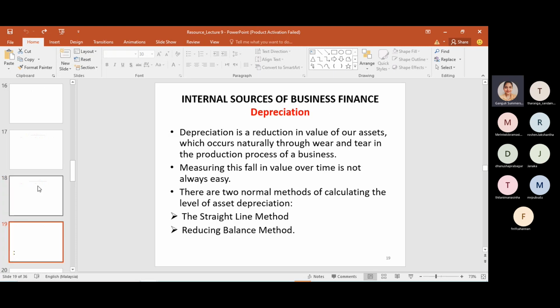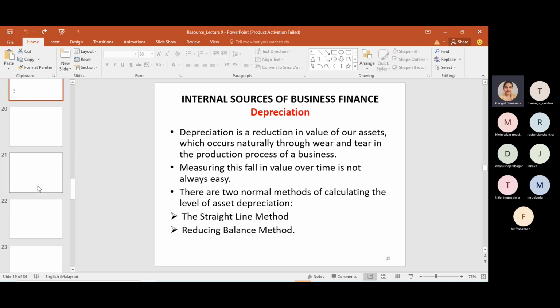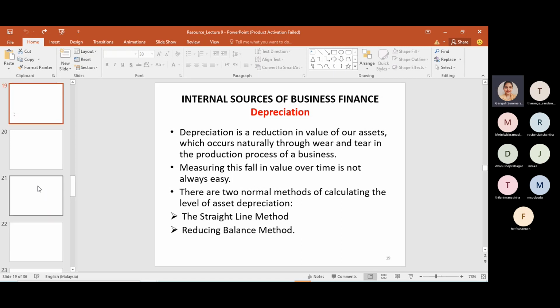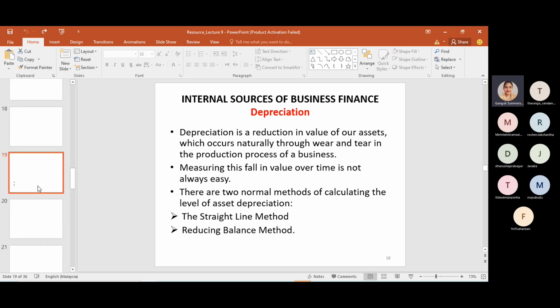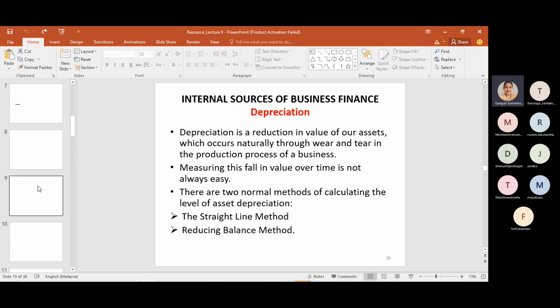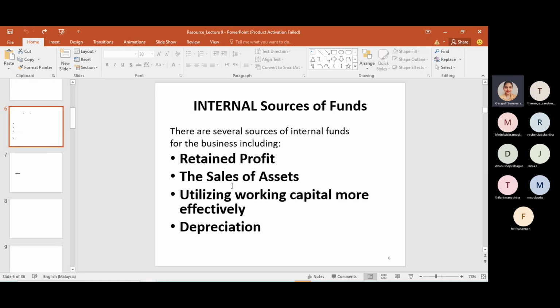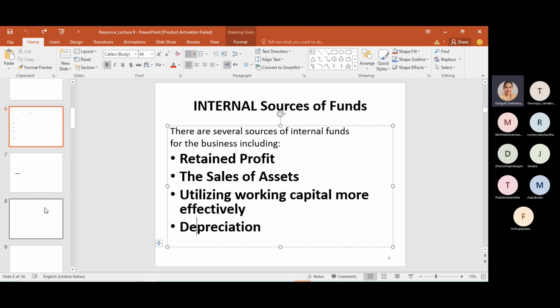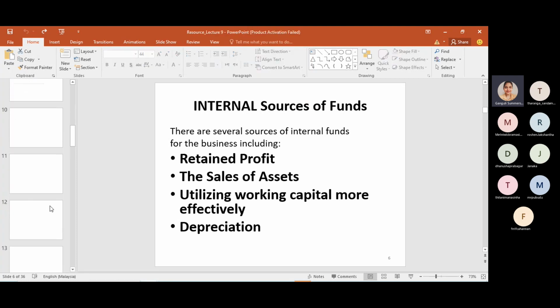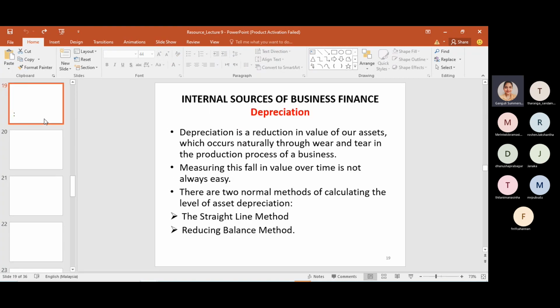Yes, so that is one thing. So far we have discussed 3 types of internal sources, right? The retained profit, the sale of assets, and utilizing working capital more effectively. We discussed these 3. Now we are going to talk about the last internal source, depreciation. So let's see what depreciation is.